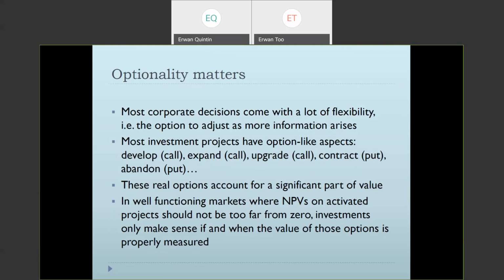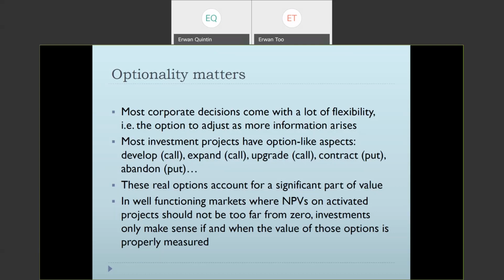Well, then if you combine that observation, the fact that positive NPVs are going to get competed away, or nearly competed away almost always, and you combine that with the fact that all investments, like I said, have all that flexibility.